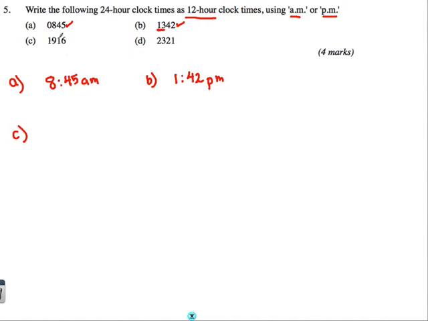For C, take away 12 would be 7:16 and PM. Again, quickly check your answer. Because it's PM, we have to add 12. 7 and 12 is 19. Is that correct? Yes, it is. Now D, again, it's bigger than 12, so we have to take away 12, which is 11:21, and we need to write PM. Let's check our answer. PM, add 12. 11 and 12 is 23, so it has to be correct.